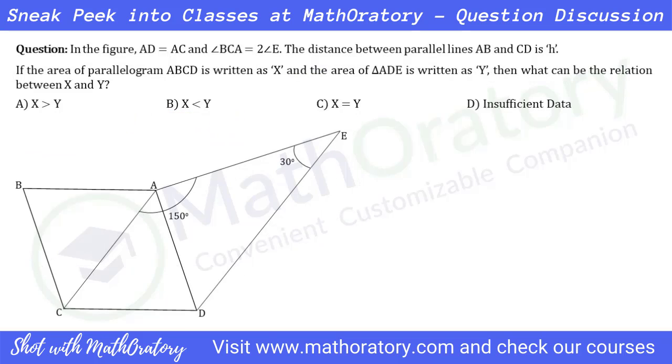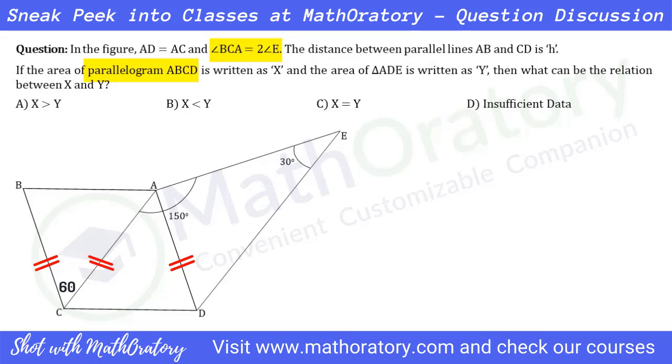Let us look at the next question. First of all, AD is equal to AC, so these two are equal. And the distance between the parallel lines AB and CD is H, whatever. If the area of the parallelogram ABCD, so this is a parallelogram, AD and BC are equal, and this is also equal. Another thing that is given is that angle BCA is twice of angle E. If this angle BCA is twice of this angle, 30 degrees, then this is 60 degrees, right?